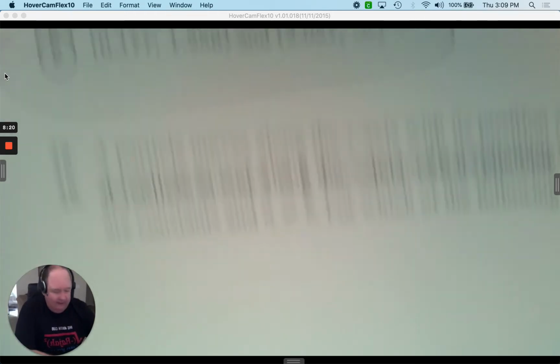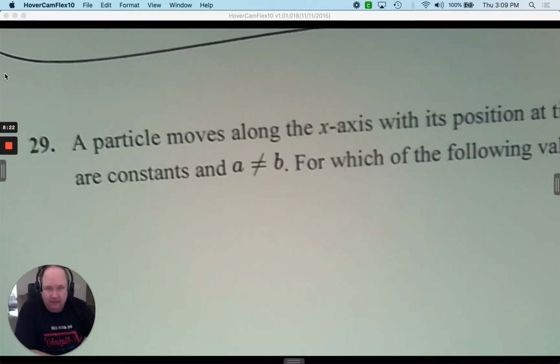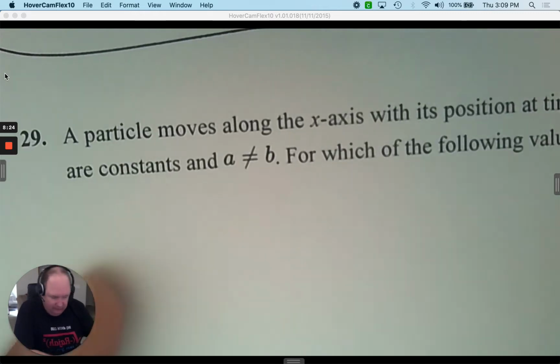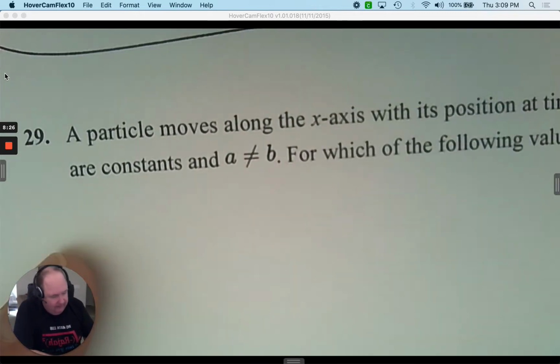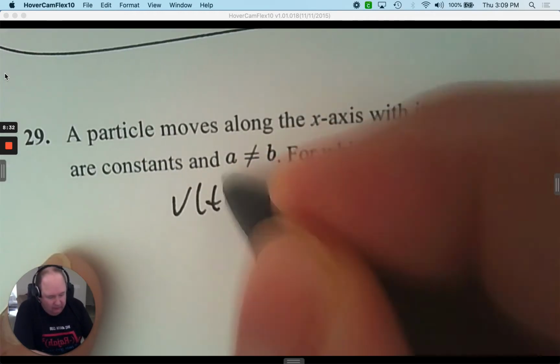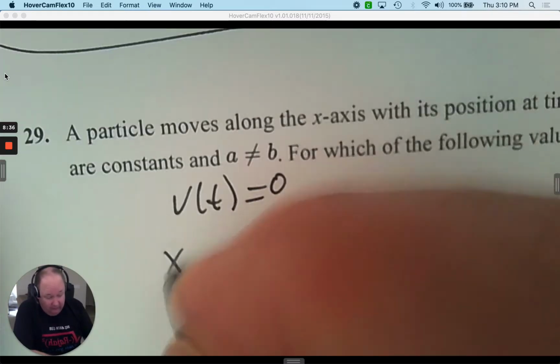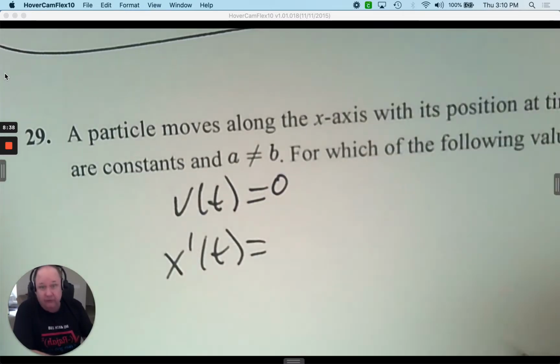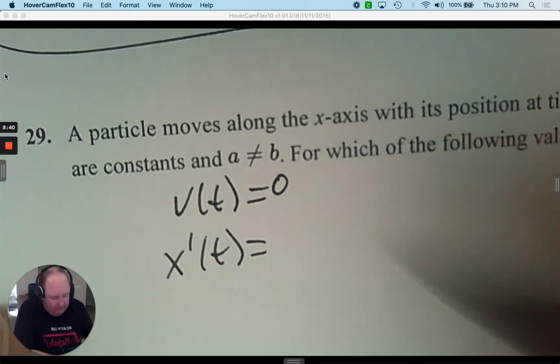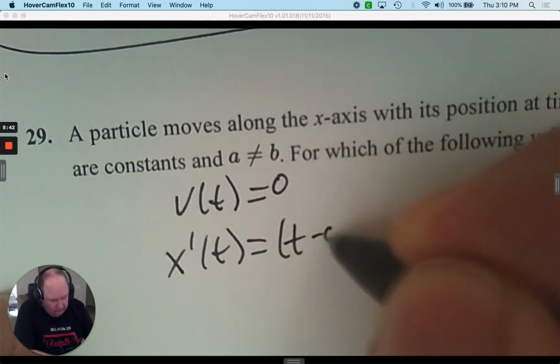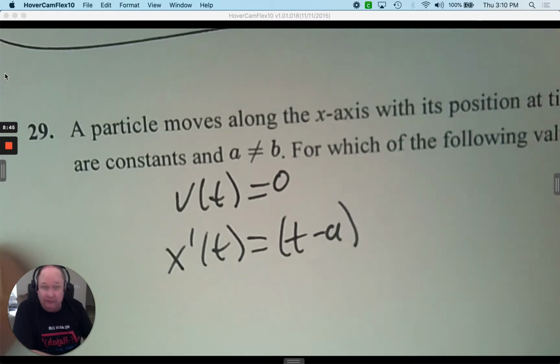Number 29, that's just a faster way to do it. A particle moves along the x-axis, and you're given a position, and you're asked to find where the particle is at rest. The particle's at rest when the velocity equals 0. To find the velocity, you take the derivative of the position. And this is going to be the product rule. So the first times the derivative of the second.